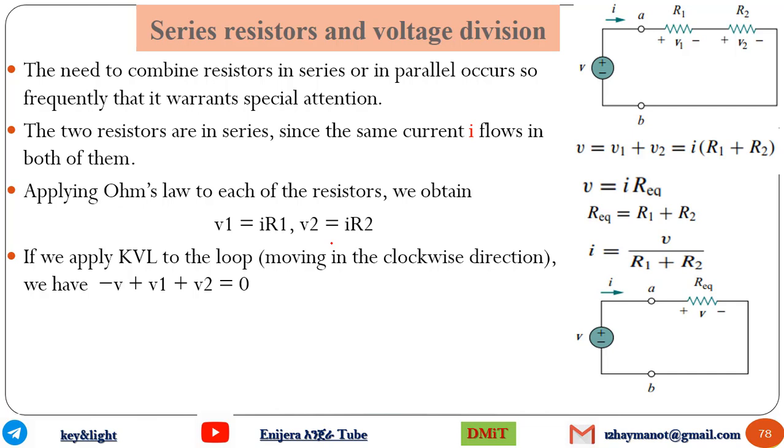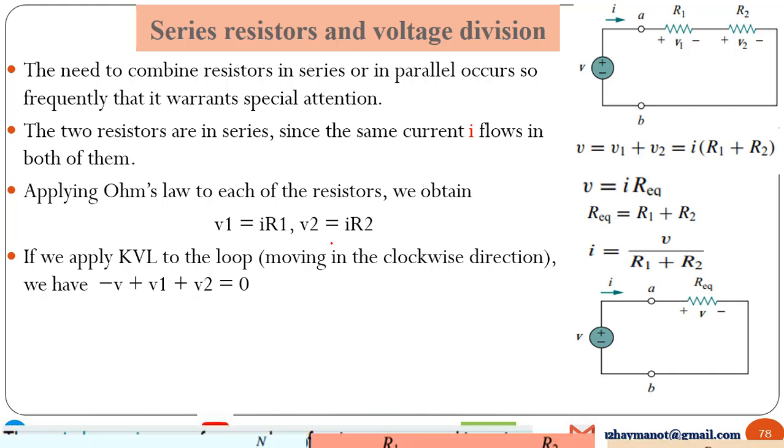What about I? I is equal to V R2 over R1 plus R2. So the voltage in the resistance R1 is equal to the source voltage times the resistance at R1 divided by the sum of the resistors, which is series resistor with voltage division.